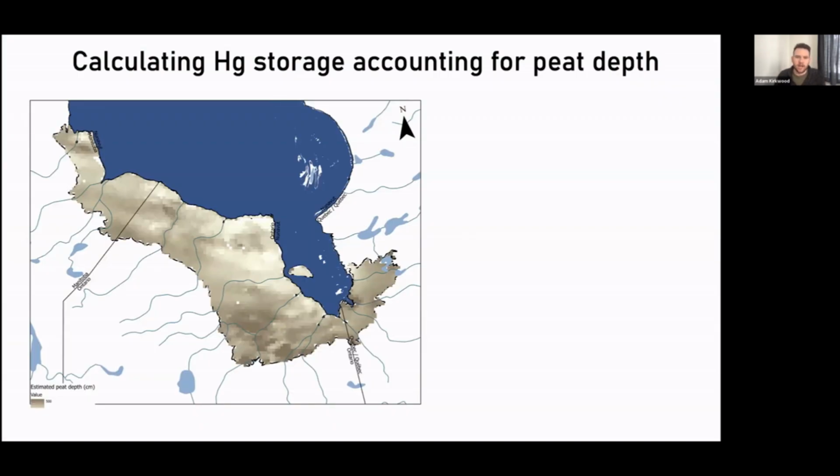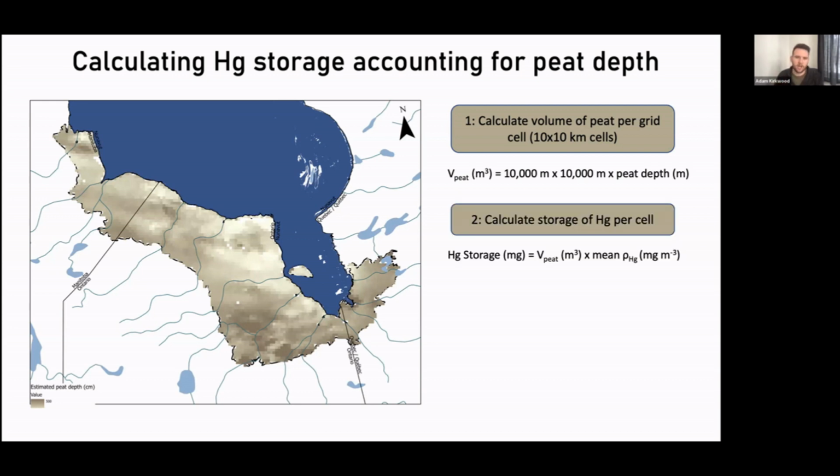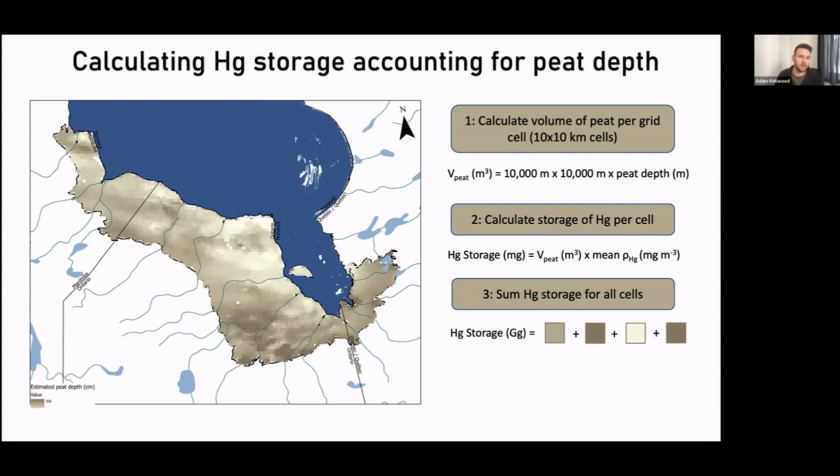So to calculate mercury storage accounting for peat depth using this data, because it's a raster data set, we did all of the calculations on a per cell basis. For each of these cells of estimated peat depth, we calculated the volume of peat per grid cell. The grid cells are 10 kilometers by 10 kilometers, so we just multiplied the area by the peat depth to get a volume of peat per cell. Once we had the volume of peat per cell, we multiplied it by the mean density of mercury, being how much mercury in milligrams per meter cubed, and that gave us mercury storage per cell. And then we summed all of the cells to get a cumulative value.